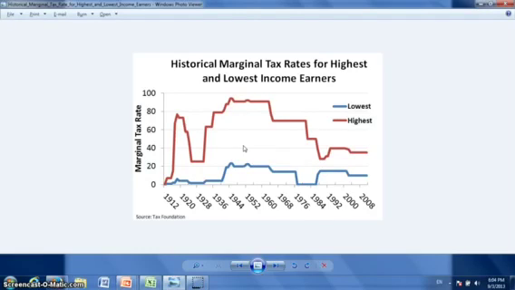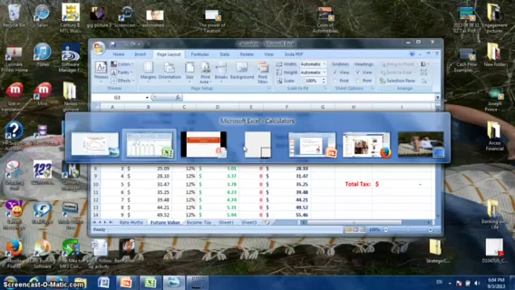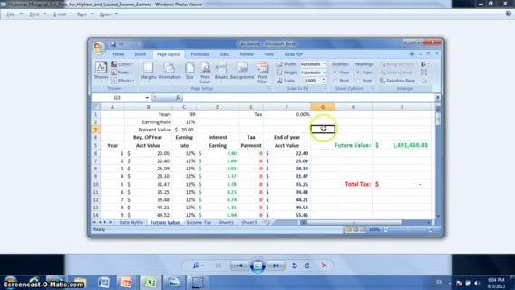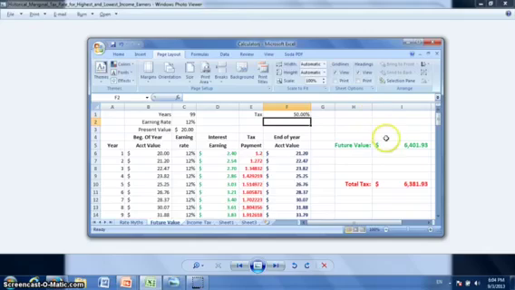So if we use that 50% as a guideline and we go back to the calculator, I'm going to put 50%. What is going to happen to our future value of 1.5 million? Let's see. It goes to $6,400. It went from $1.5 million to $6,400. How is that possible?